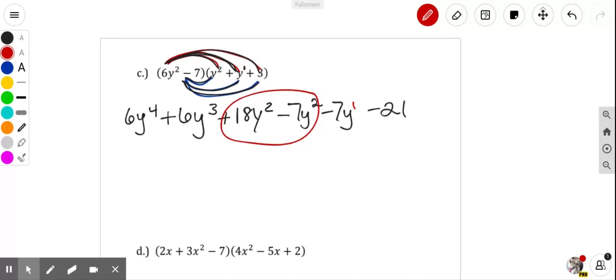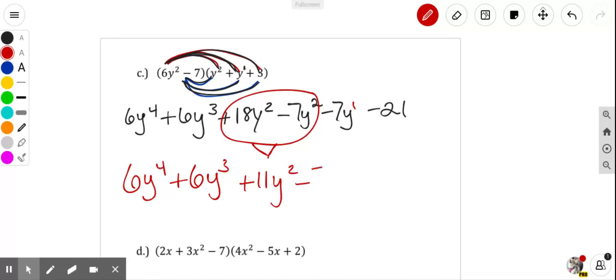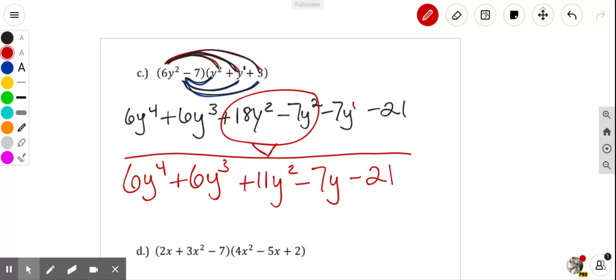So if we combine those, let's start rewriting it. I'm going to rewrite this in standard form. So we're going to have 6y to the fourth plus 6y to the third. Now I'm going to combine these two: 18y squared minus 7y squared. Remember, when we combine, we do not change the exponents. So 18 minus 7 is positive 11. So it's 11y squared, and then minus 7y minus 21. So that would be your answer.